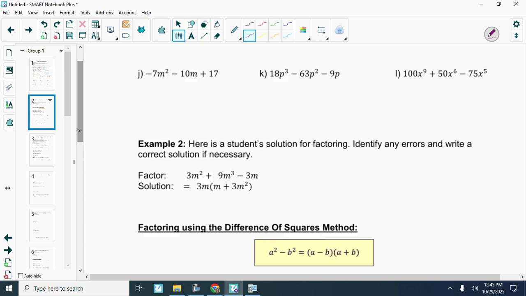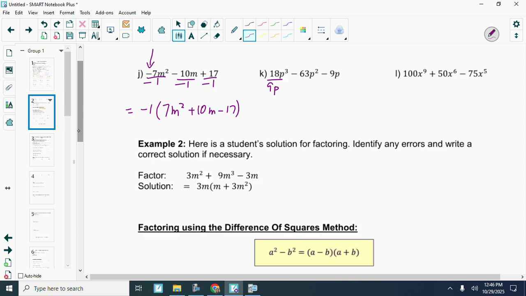Because our expression starts with a negative sign, that's what we're going to take out. We're going to take out a negative 1. So if I divide everything by negative 1, I end up with positive 7m squared, positive 10m minus 17. Taking out a negative sign just flips all the signs in the brackets. Sometimes that's the only thing that you can take out is a negative, and we really only do that when it starts with a negative.